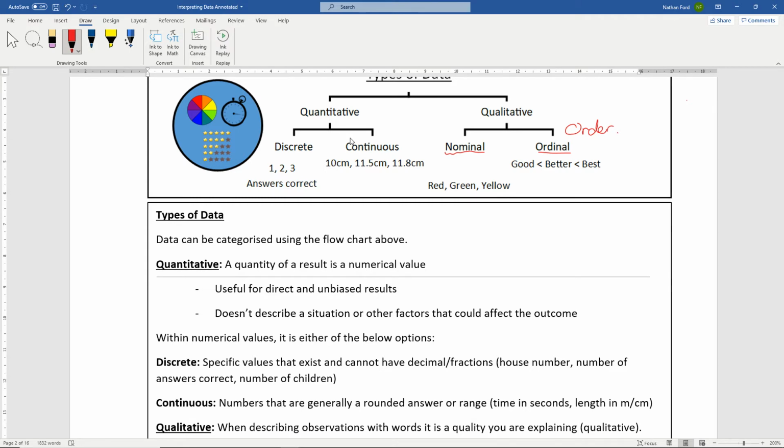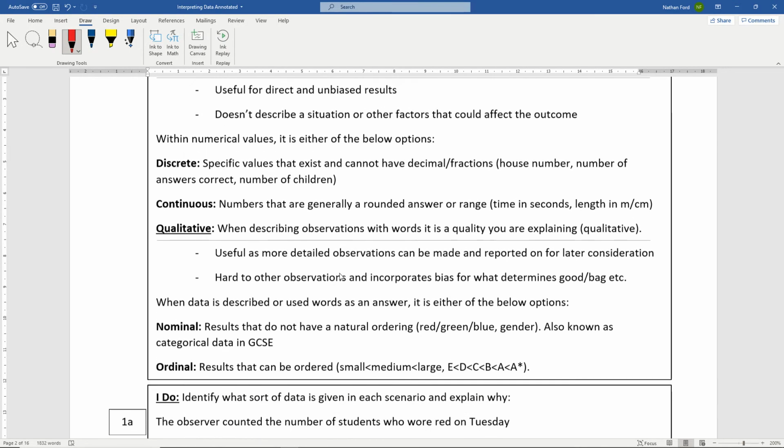Now, I've got all of this here, and it is actually written down here. So nominal, results that do not have a natural ordering. So gender could be another one. Male and female. There is no order. Which one goes first? Now, I'm not there to create arguments. I'm just getting you to think, but there is no ordering behind it.